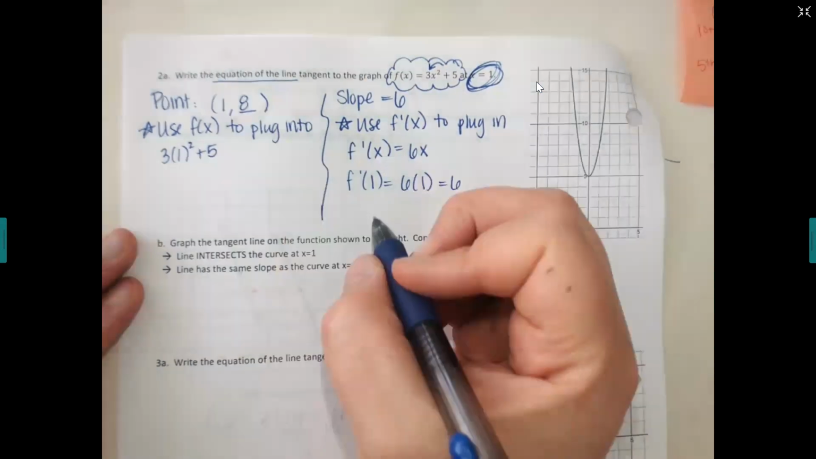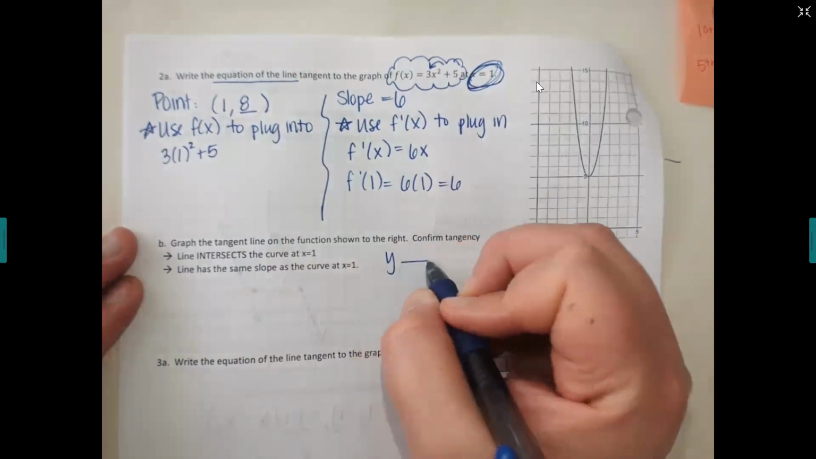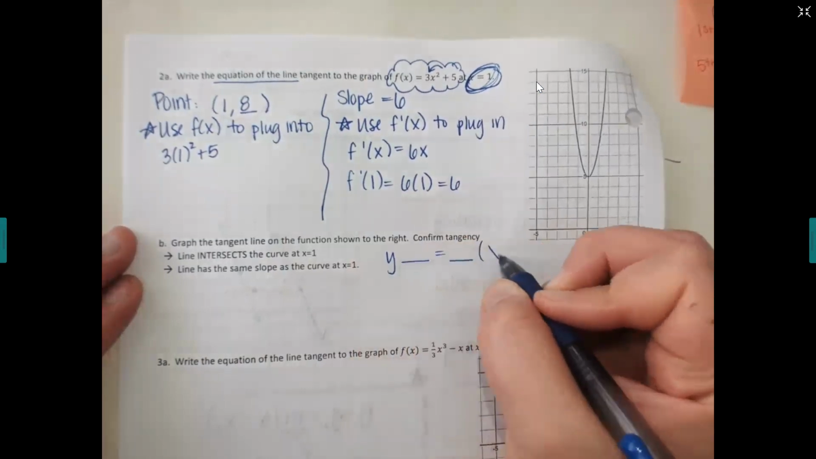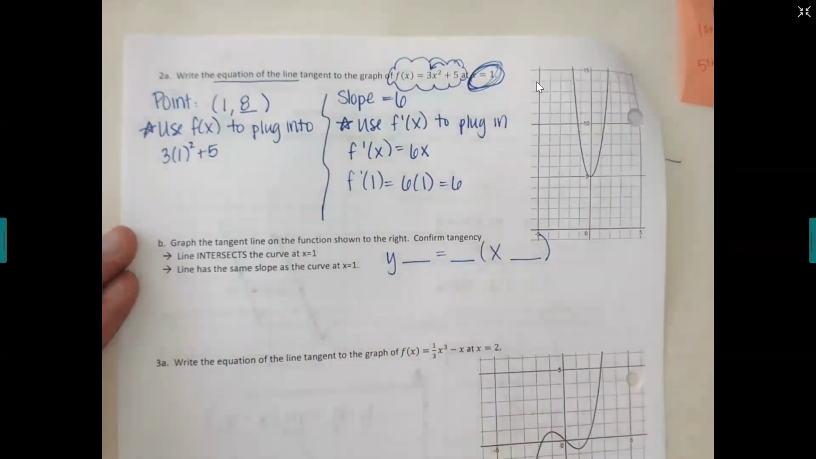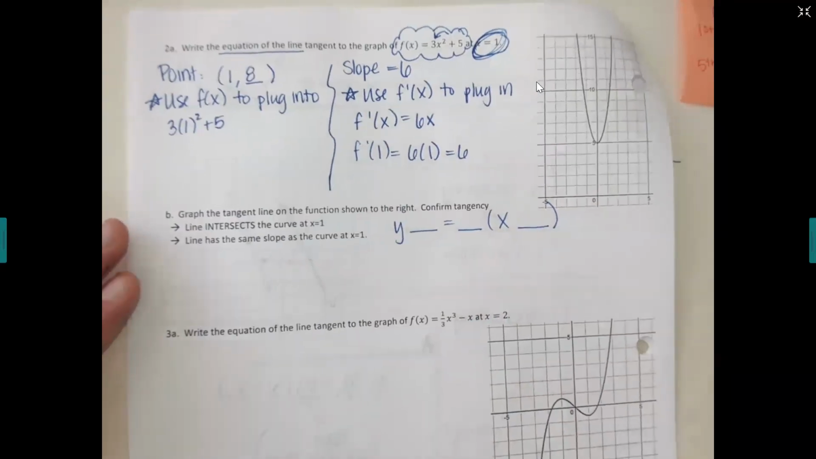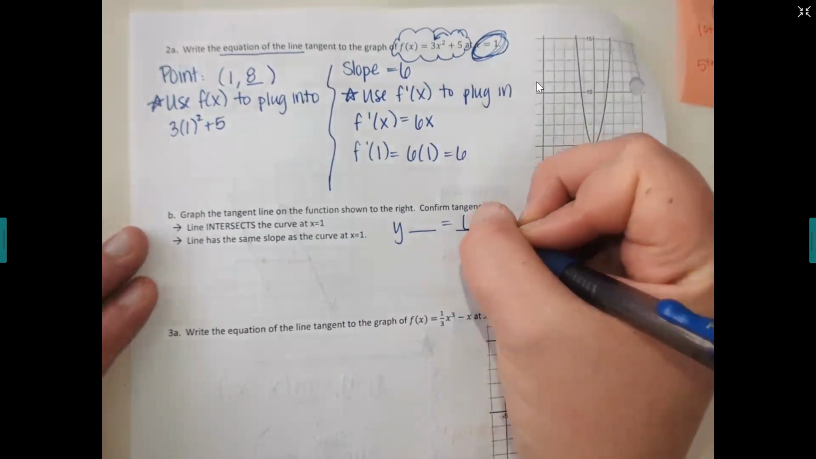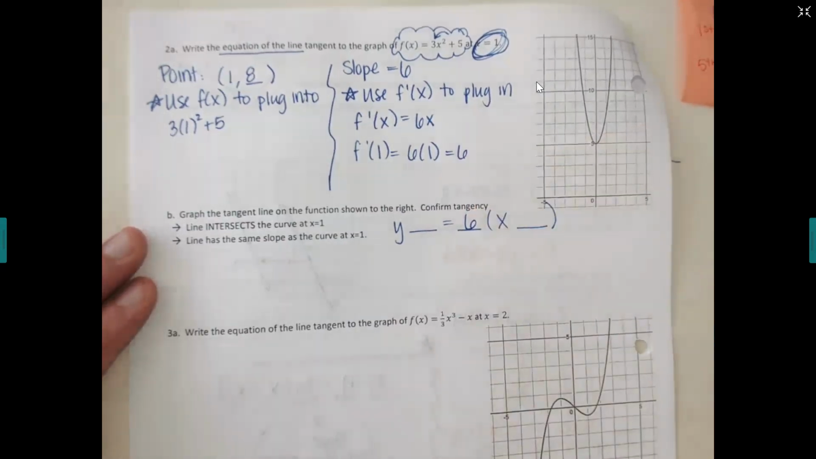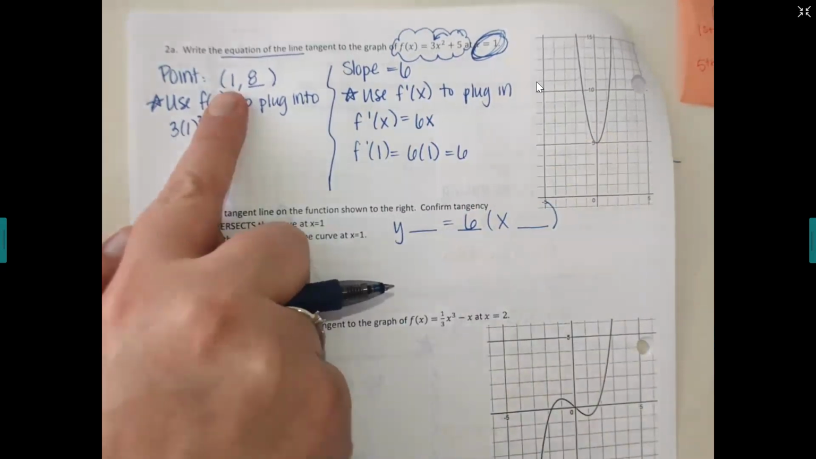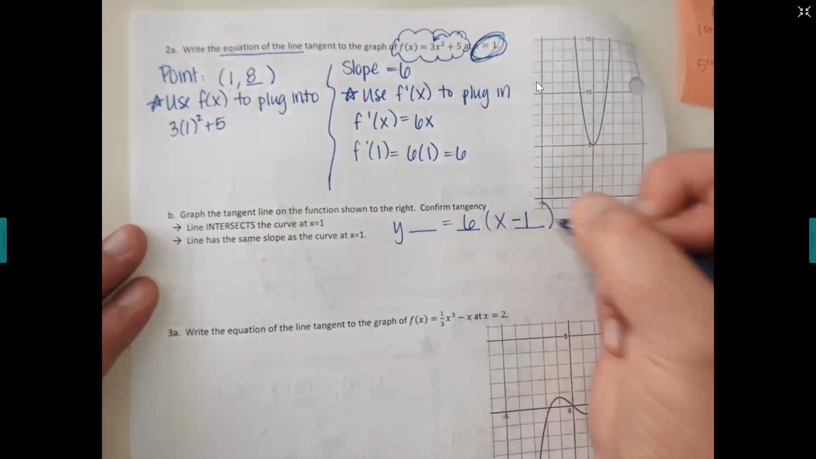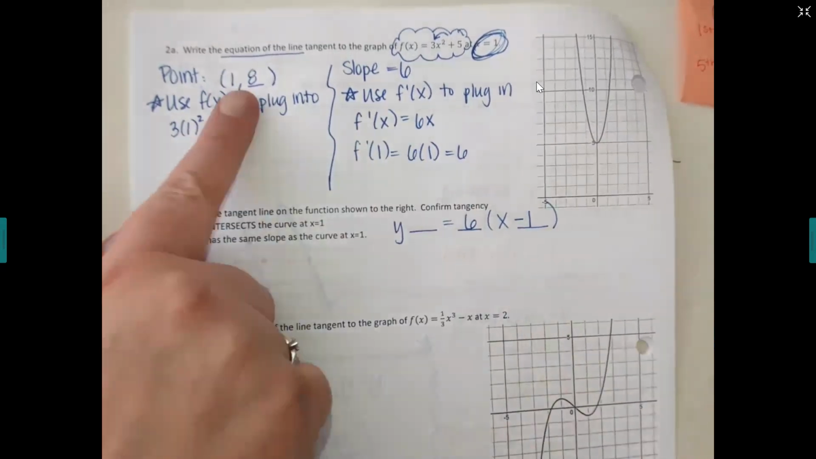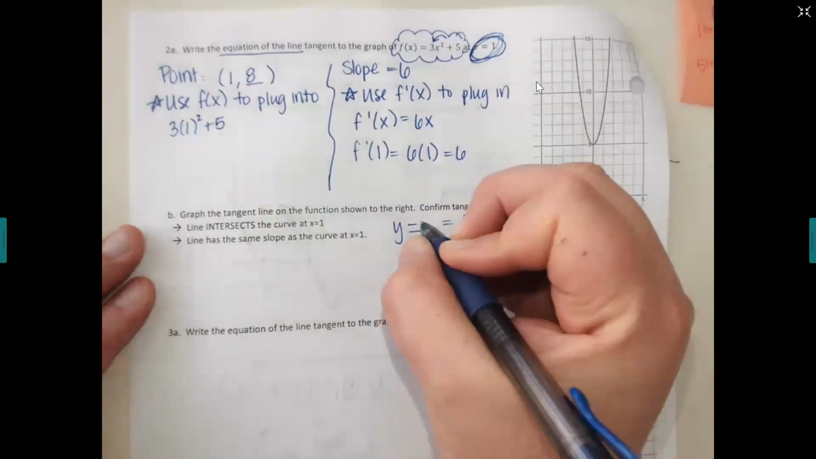So put y blank equals blank x blank. Remember that the slope goes in the middle. What was my slope value? 6. And then my x and my y, remember I plug in the opposites of those into the equation. So if my real x was a 1, I'm going to put a -1 in the equation. If my real y was an 8, I'm going to put a -8 into the equation.